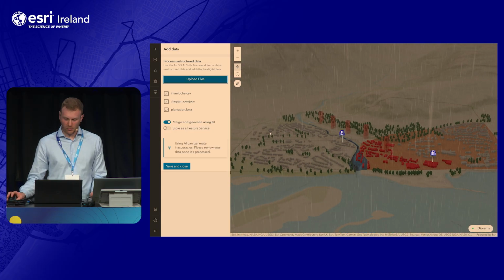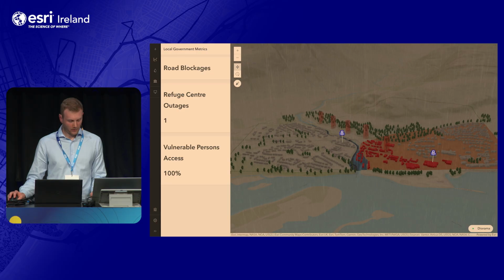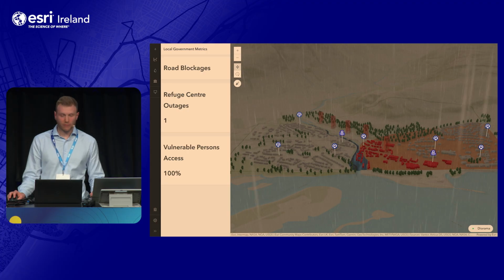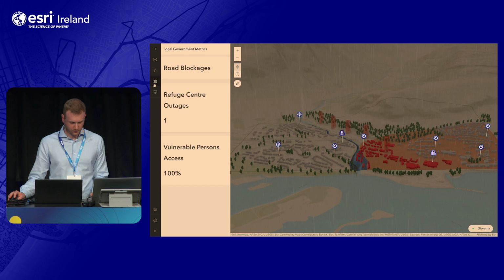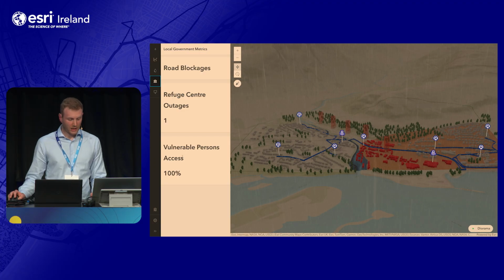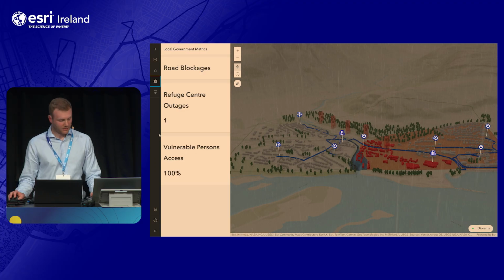So now I can see where my emergency users are, and I can run routing analysis to find out whether they can access the centre. The analysis is displayed in both the routes on the map and in my metrics panel on the left.